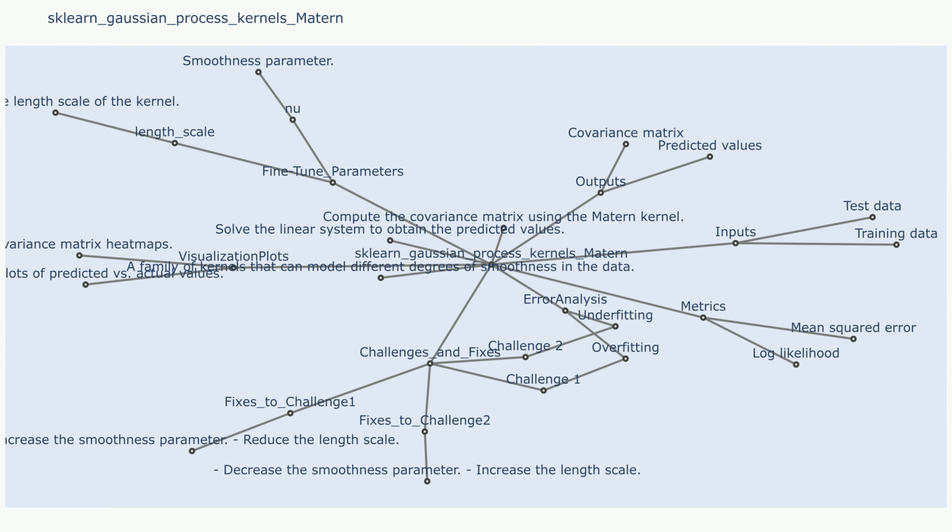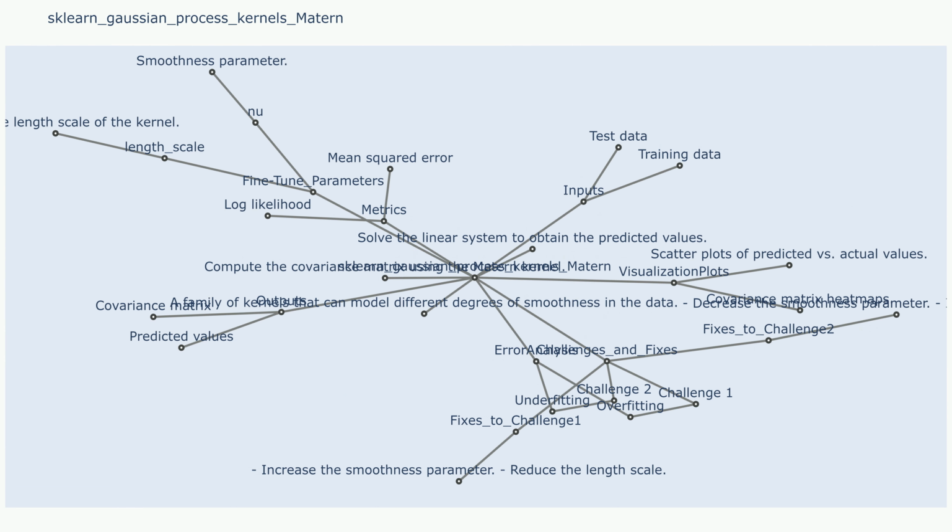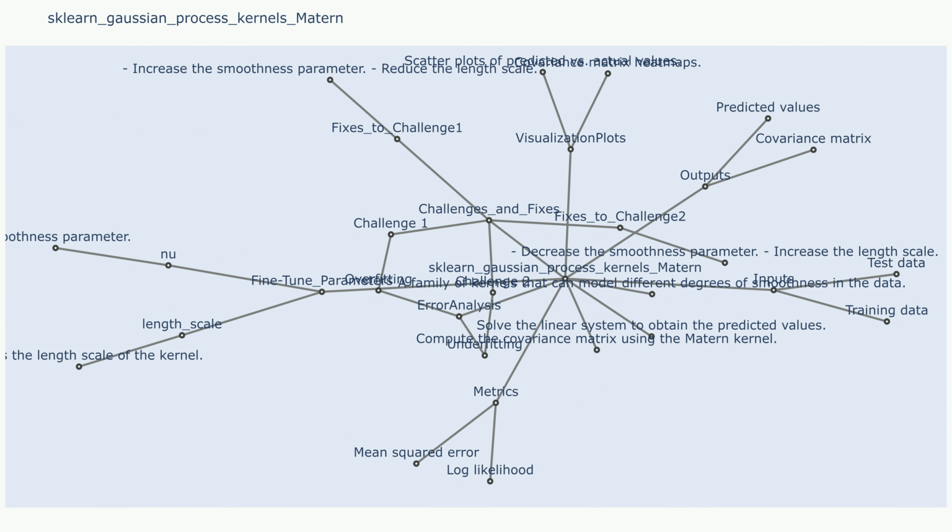Inputs: X, an array of shape (n_samples, n_features) representing the input data points. Each row corresponds to a sample, and each column represents a feature. Y, an array of shape (n_samples,) or (n_samples, n_targets) representing the target values corresponding to the input data points.